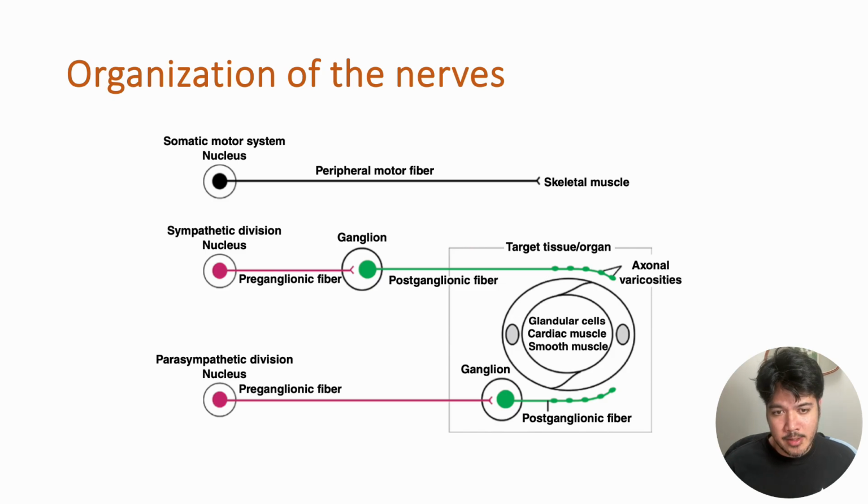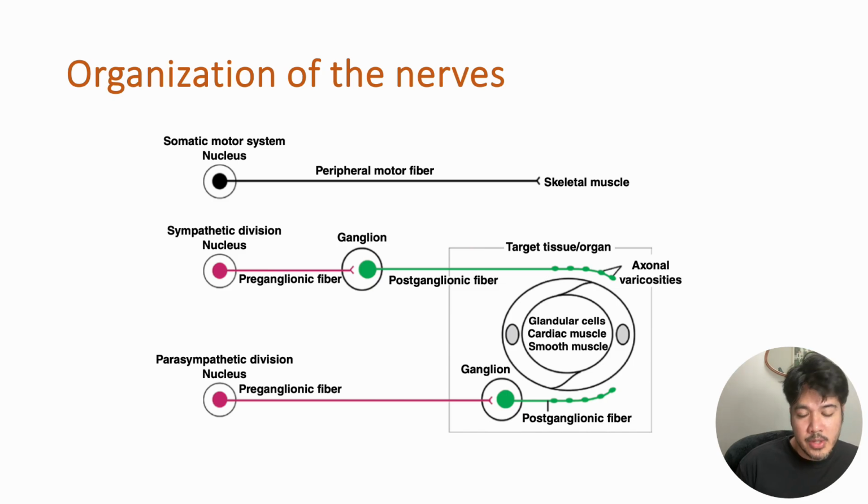So let's talk about the organization of the nerves. In the somatic motor system, you would note that you have your nucleus, which is represented by a circle here. It's a single peripheral motor fiber that is connected directly to your skeletal muscle. For example, with your femoral nerve, you have your nucleus that sits in your spinal cord region. It then branches out to synapse onto your muscle group, which is a skeletal muscle in that case.